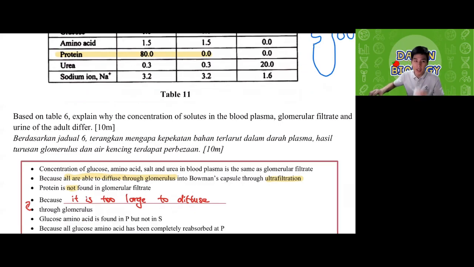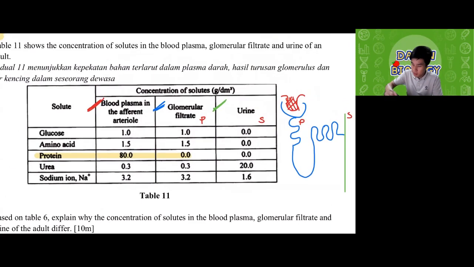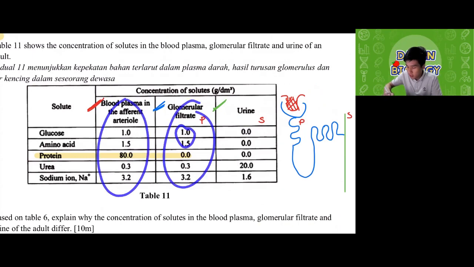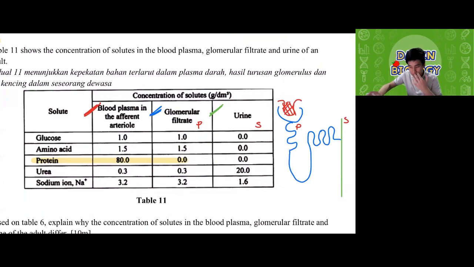Almost there. Okay, now, glucose and amino acid are found in the blood. It is found in here, but also found in here, right? All of this is found here, right? Because the filtrate can pass through. Okay, then next one, we compare these two: glomerular filtrate and your urine.